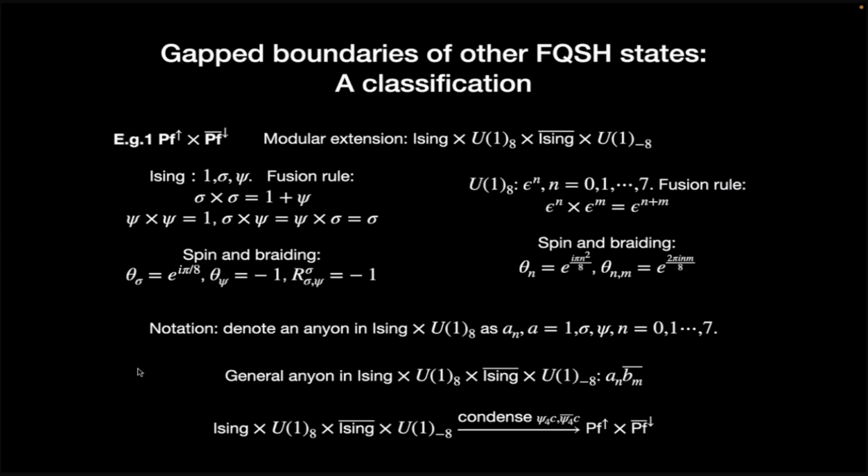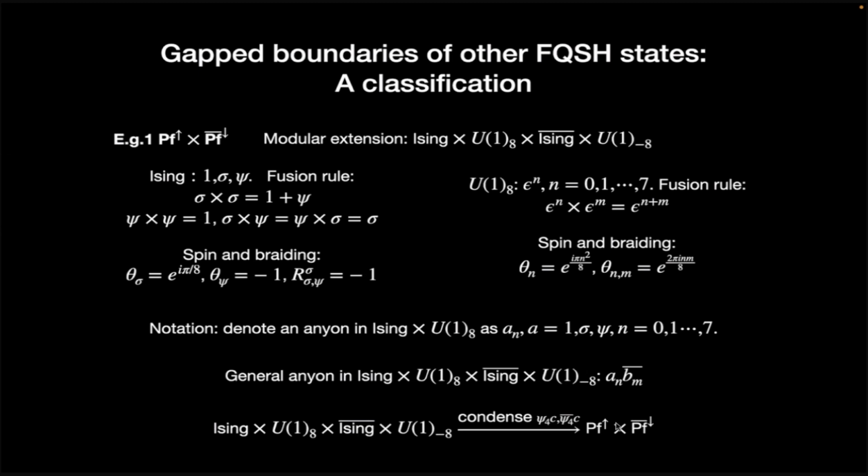So let me introduce a notation that is very convenient. We can denote an anyon in Ising times U(1) level 8 as A with the subscript n, where A is 1, sigma, or psi coming from the Ising sector, and n is coming from the U(1) level 8 sector. So a general anyon in the Ising times U(1) level 8 times Ising bar times U(1) level -8 can be labeled as A_n and B bar_m. B bar comes from the Ising bar sector, and can be 1 bar, psi bar, or sigma bar, and m comes from the U(1) level -8 sector. It can be any integer from 0 to 7.